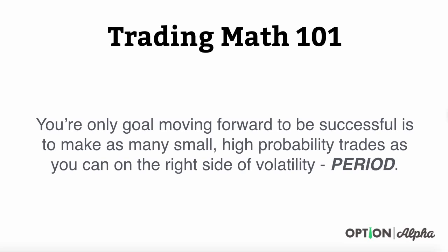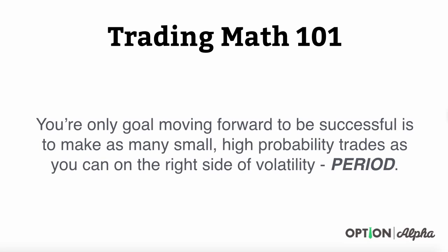So with all of this said and kind of wrapping up here, your only goal moving forward to be successful in trading options is to make as many small, high probability trades as you can on the right side of volatility. Period. End of story. That is the ultimate goal with trading, is to make as many very small positions so you don't take on too much risk, high probability trades like we just showed you that have a high likelihood or chance of success on the right side of volatility.